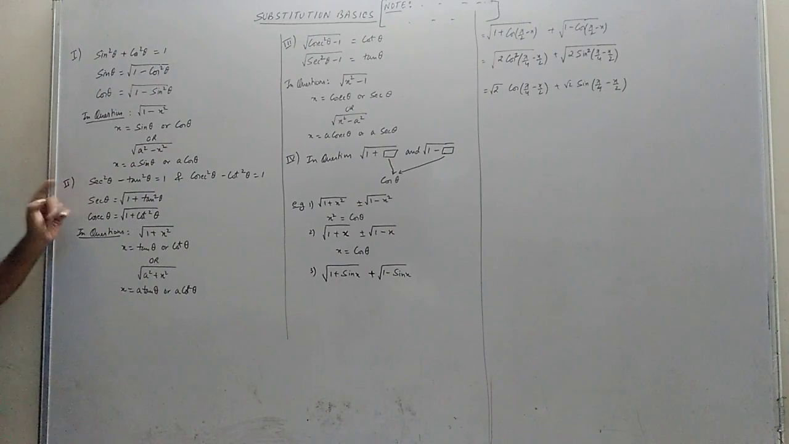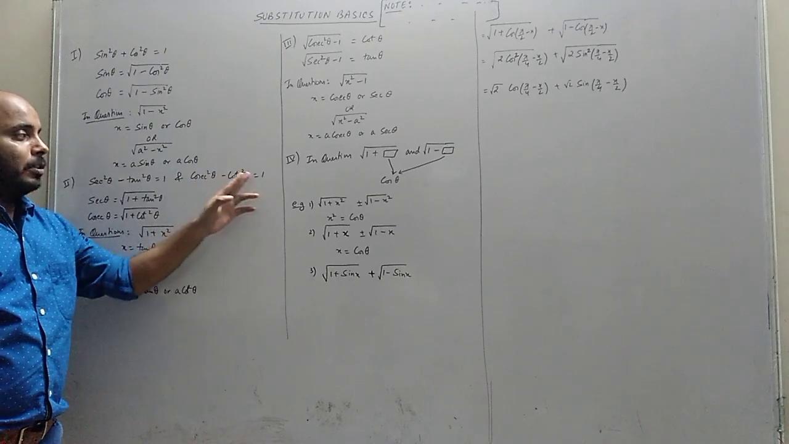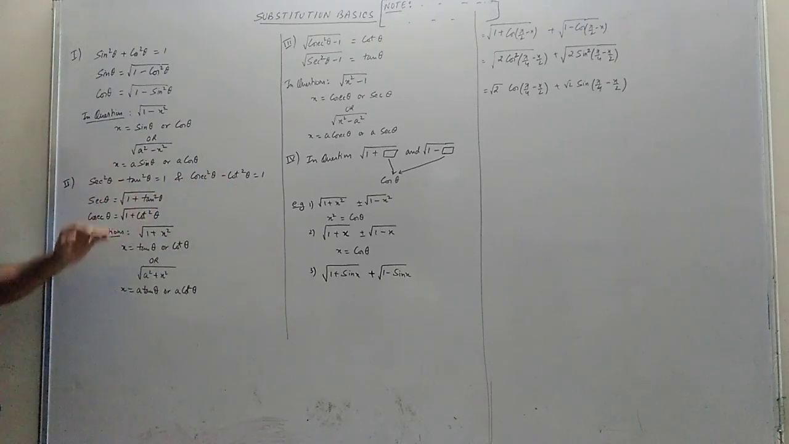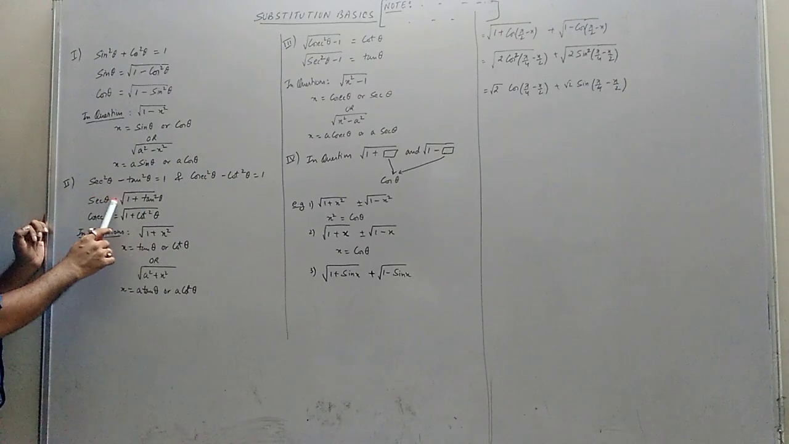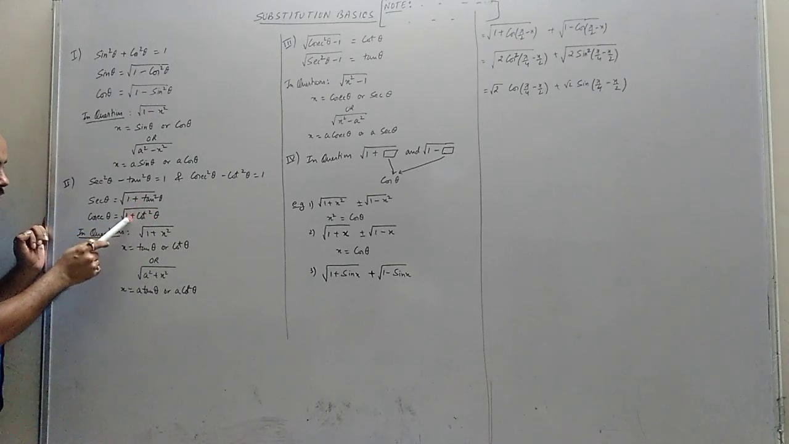Okay. Now two more formulas we studied in class 10. Sec square theta minus tan square theta equals 1, and cosec square theta minus cot square theta equals 1. Right? From here, we can write sec theta equals root of 1 plus tan square theta, and cosec theta equals root of 1 plus cot square theta. Now see, 1 plus with a root. Earlier it was 1 minus, here it is 1 plus.